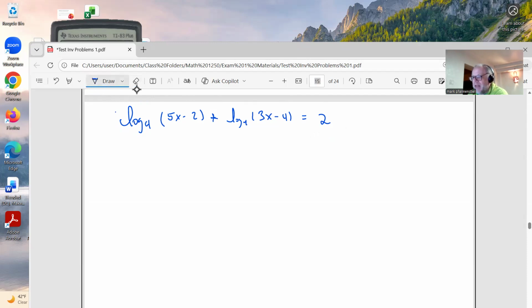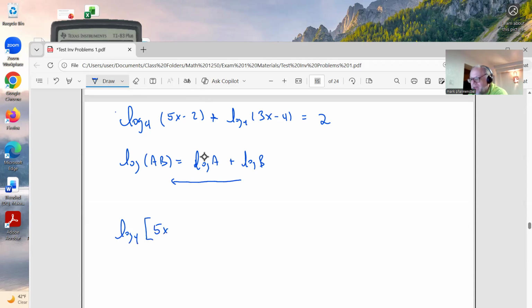The way we do that is there's a logarithmic property that lets you do this. It says log of AB is equal to the log of A plus the log of B. Well, the cute thing about this is it goes backwards too. So we have the log of A plus the log of B, and we're going to push them together. So we're going to say this is the log base 4 of 5x minus 2 times 3x minus 4 equals 2. Don't touch the 2 just yet.